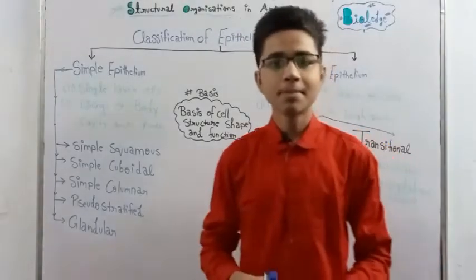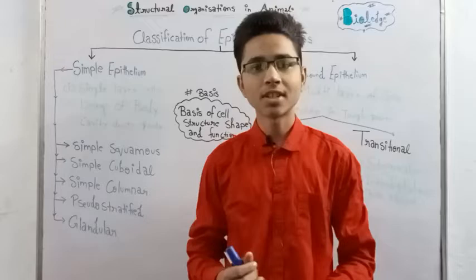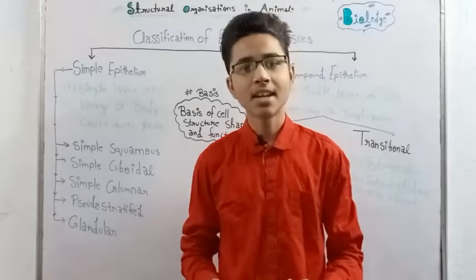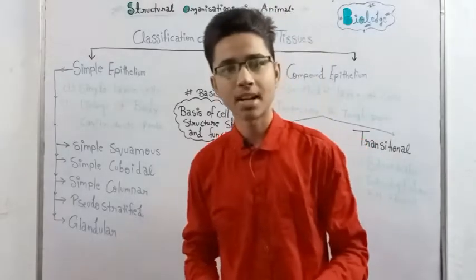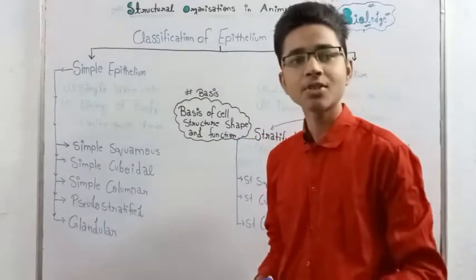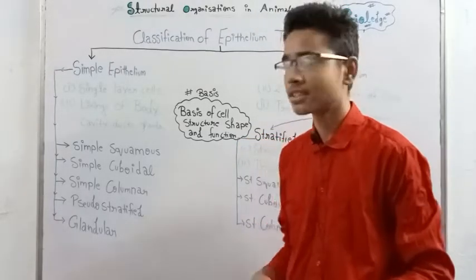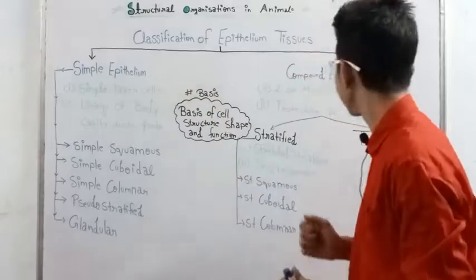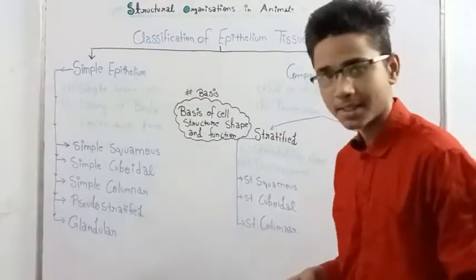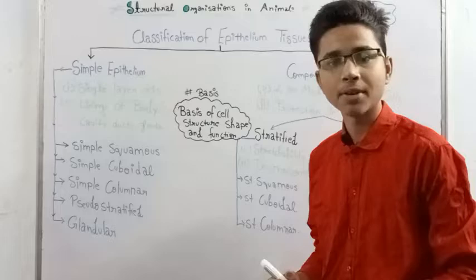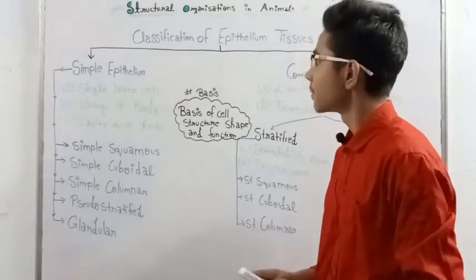So hello everyone. In the previous discussion we understood the functioning of the epithelial tissues and what epithelium tissues actually are. In this discussion we are going to classify epithelial tissues broadly into two categories: the simple epithelium and the compound epithelium. So let's understand both one by one. Firstly, we have the simple epithelium.